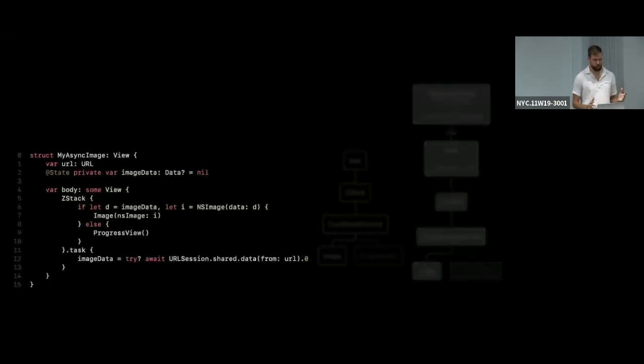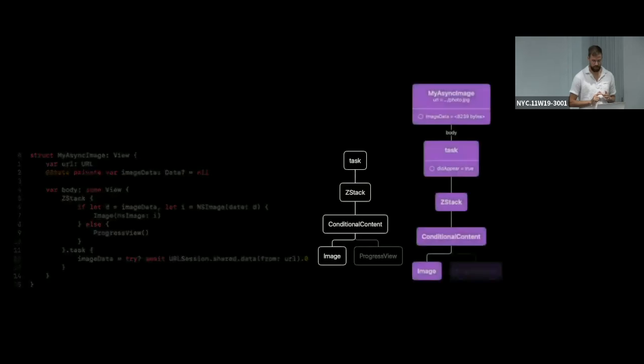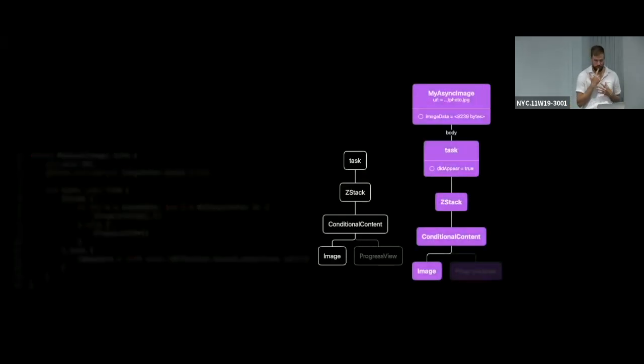This is the code we wrote before. And this is the newly executed view tree, the newly constructed view tree. So this looks exactly like what we had before. And this is the render tree. Now the problem lies in our task. The didAppear is set to true. What we really wanted is whenever this URL changes, we want to start loading that data. But the task had already appeared. So it's not going to load the data for us.